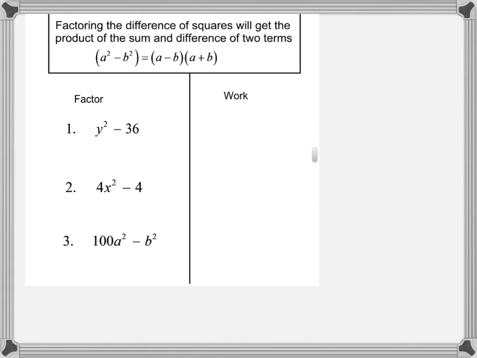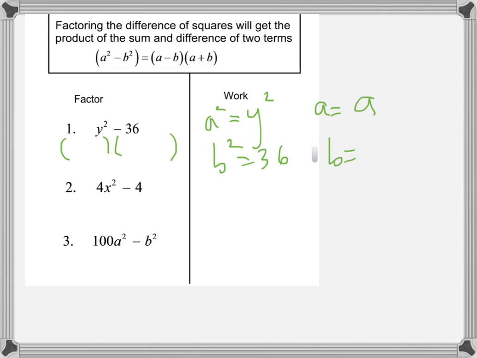Okay, so let's try an example here. Let's say that we have y squared minus 36, and we are looking for the two binomials whose product got you that difference of squares. Essentially our a squared term is y squared, so our a term must be y, and our b squared term is 36, so our b term must be 6. So we say this must have been y plus 6 and y minus 6. Those are the two binomials that must have been multiplied in order to get that difference of squares.